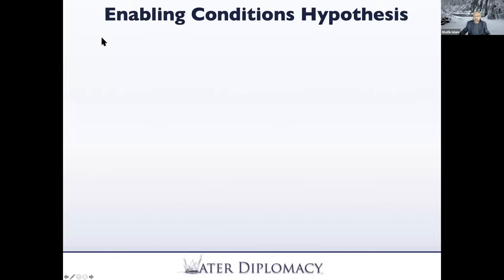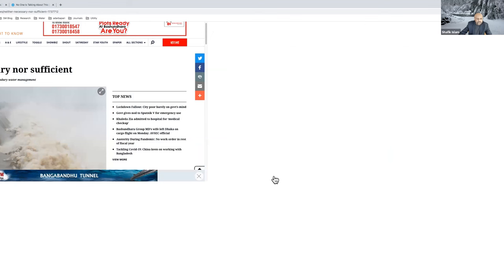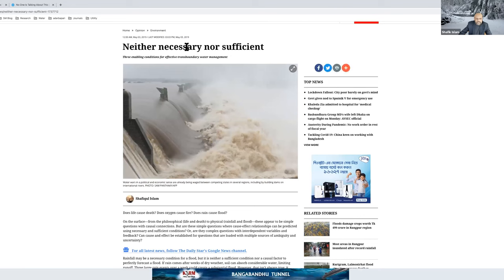All right, so what we're calling this enabling conditions hypothesis. I did send you an op-ed that was published, I think, about 2 years ago in a newspaper in Bangladesh called Neither Necessary Nor Sufficient. So this is what the idea was: neither necessary nor sufficient, three enabling conditions for effective transboundary water management.